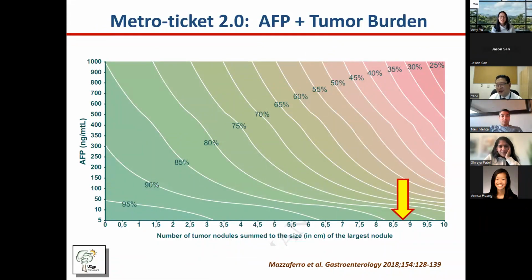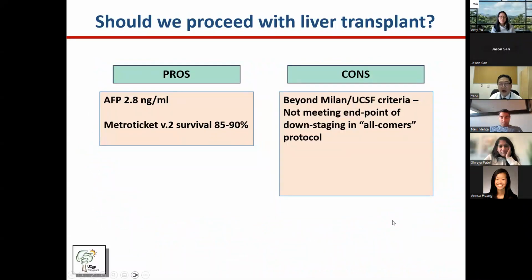So perhaps you can think about, well, we learned this Metroticket version 2. You have a single tumor that's still viable, 7.8 centimeters. So what's the expected survival? 85 to 90% here. The pro is that you have a normal AFP. That's a good prognosticator. Metroticket version 2 survival is projected to be 85 to 90%. But this is beyond Milan, beyond UCSF, and you don't reach the endpoint of downstaging even with the all-comers protocol. So you can make a valid argument not to transplant this patient.